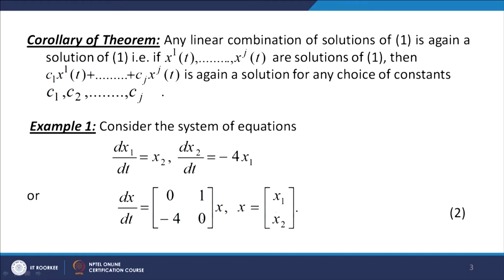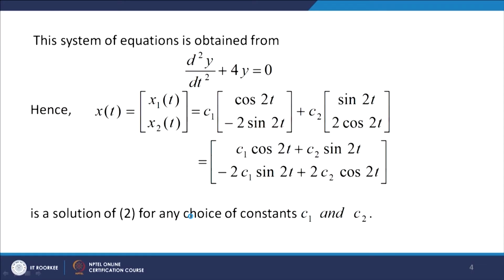So, we can write the given system of two differential equations in a convenient form, which is dx/dt = Ax, where A is the matrix [0 1; -4 0]. Now, this system of equations is obtained from the second order differential equation with constant coefficients d²y/dt² + 4y = 0.